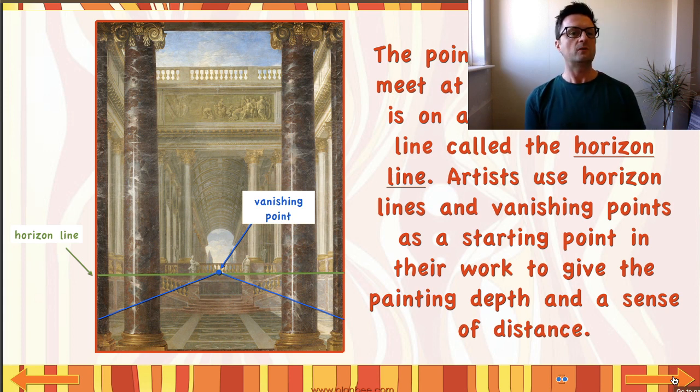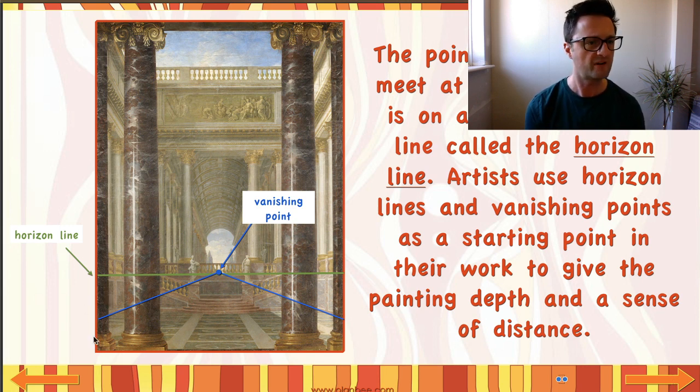The point where two lines meet at a vanishing point is on an imaginary line called the horizon line. And I think we all know what the horizon is when we look out into the distance in the real world. I'm looking out my window now at the horizon. So the vanishing point is on the horizon there. Artists use horizon lines and vanishing points in their work to give paintings a sense of depth and distance. You can see on this picture the horizon line has been drawn in green, and there are these vanishing points that go up to the horizon line there.